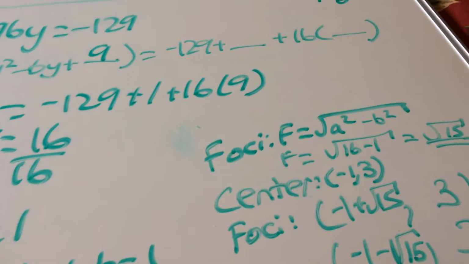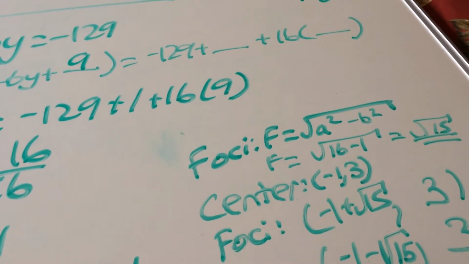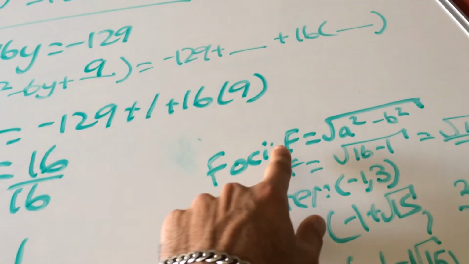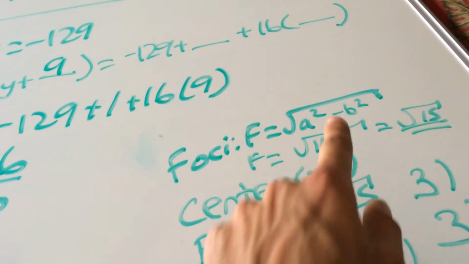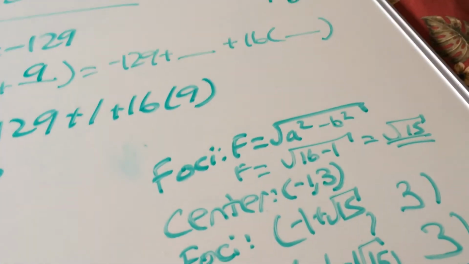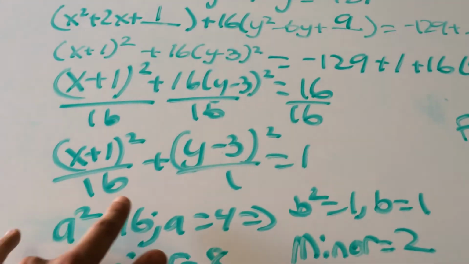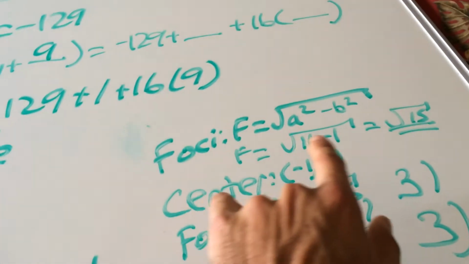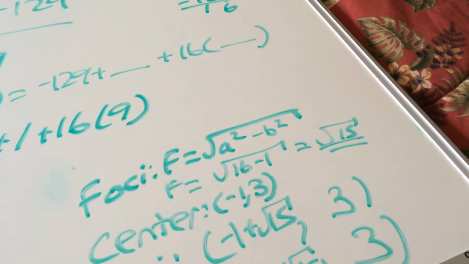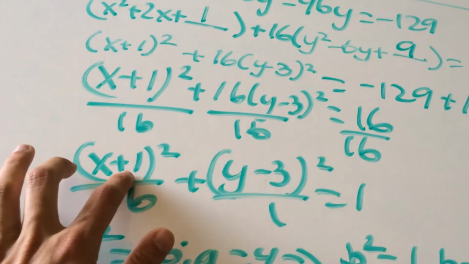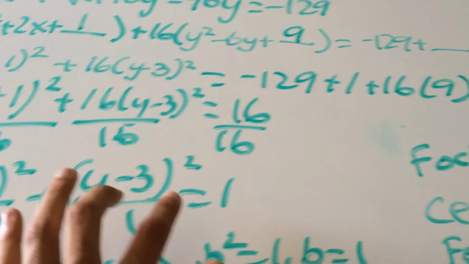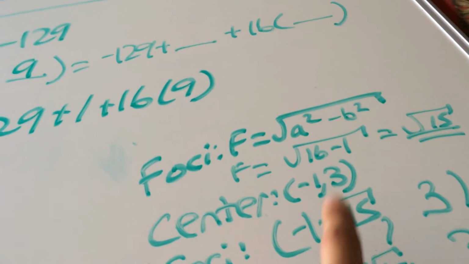Then they want me to find the foci. So remember, to find the foci, you've got to find the f, which is the distance from the center to the focus. Remember, f is equal to the square root of a squared minus b squared. Remember, a squared was 16. B squared is 1. 16 minus 1 is, of course, square root of 15. We need the center of the ellipse, which we get from saying x minus h, so that becomes negative 1. Y minus k, that's 3. So negative 1 comma 3.